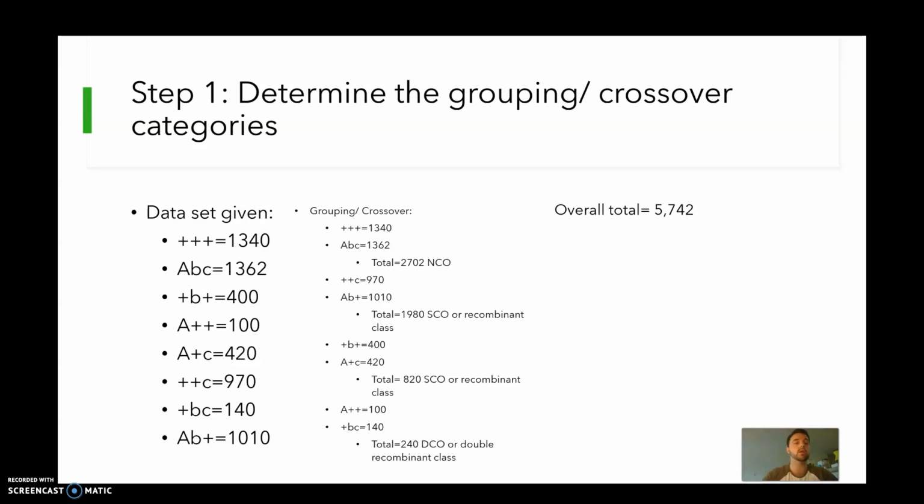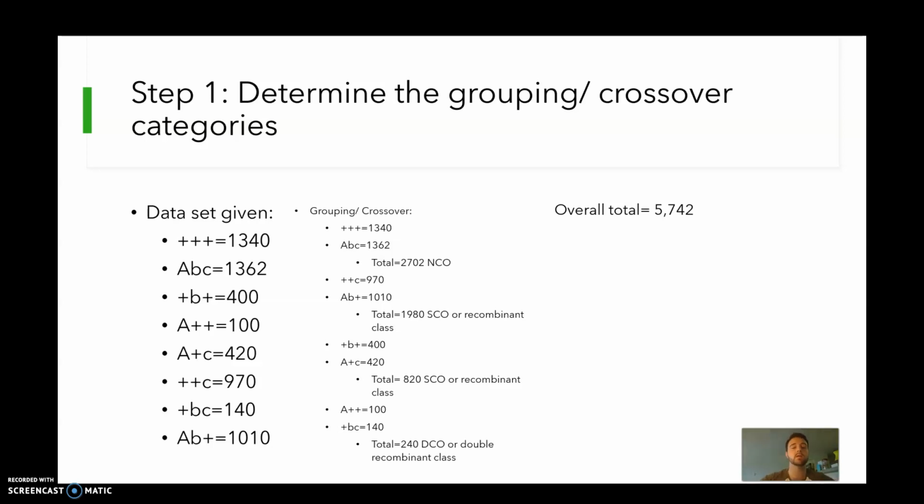So as you can see to the far left here, we have the data set that was given. And the second row, we have those particular data sets grouped together. And then to the far right, we have our total amount of offspring given for this data set. So in order to find the non-crossover group, we want to take the two highest amount of offspring groups and add them together. So that gives us 2702 in the NCO, which is the non-crossover group.